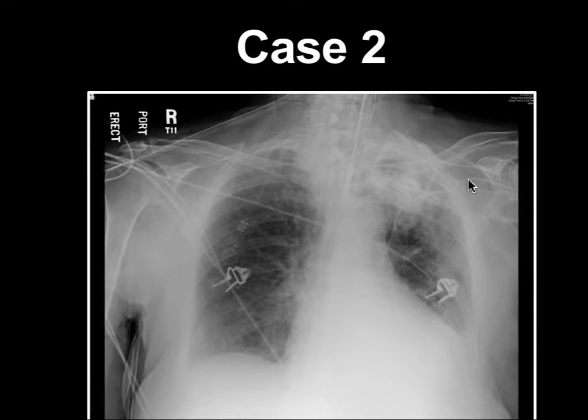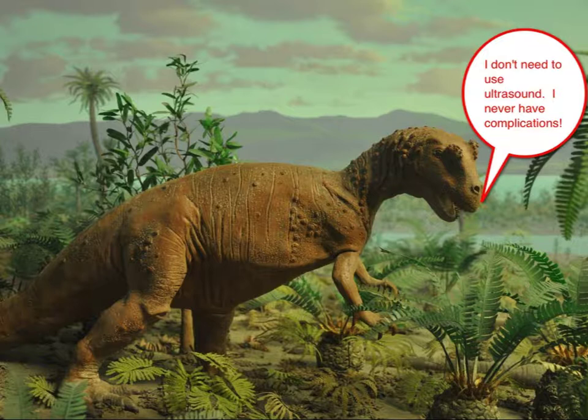It turned out that this catheter goes through the left upper lobe and enters into the pulmonary artery here. Again, this is not a minor complication. So don't be a dinosaur. Use ultrasound. I think the physicians that are most resistant to using ultrasound are going to be the seasoned clinicians who will always tell you, I don't need to use it, I never have complications. But the bottom line is, you never know when you're going to have complications, and when they happen, they can be pretty significant and devastating for the patient.